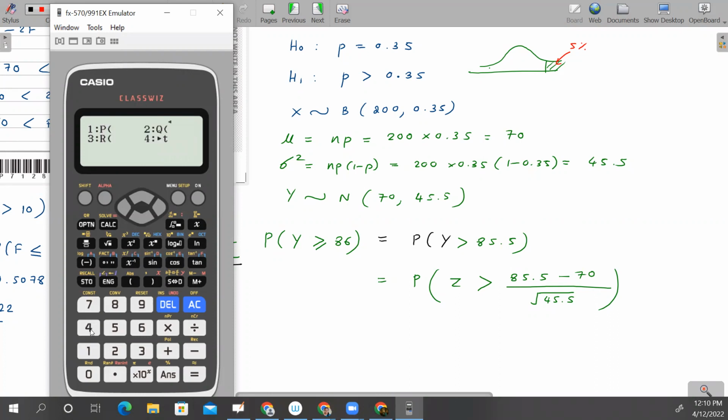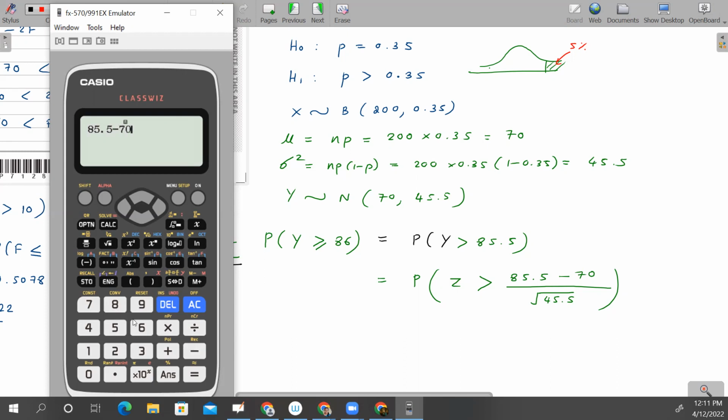Okay, so normal distribution. If you go for P, you get the area behind, isn't it? In normal distribution in the calculator, if you're using the calculator, you need to know how to use it. P gives you the area behind the Z value and R gives you the area in front. I want Z greater than, right? So I'll go for the third one, R. I think it's best that we find this value first.